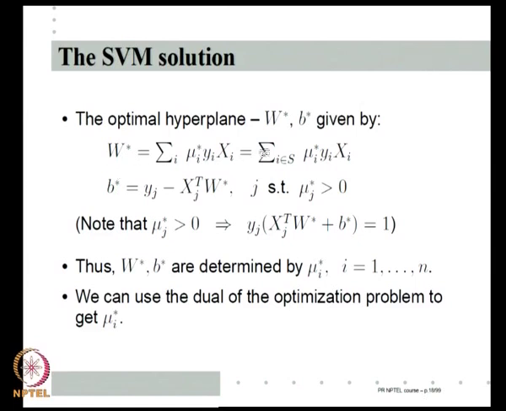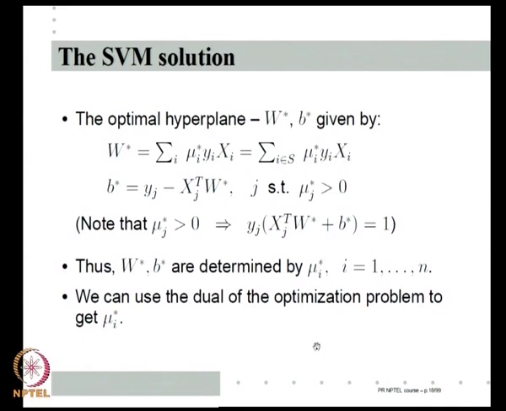Okay. So, once I have all the mu i stars, I can calculate W star, and then I can calculate b star. I can take any j such that mu j star is greater than 0 and b star will be this. Theoretically, no matter which j you take, you should get the same value of b star. Okay. So, thus W star and b star are determined by your mu i stars, your Lagrange multipliers. So, if I can get the optimal Lagrange multipliers for this problem, I am done.